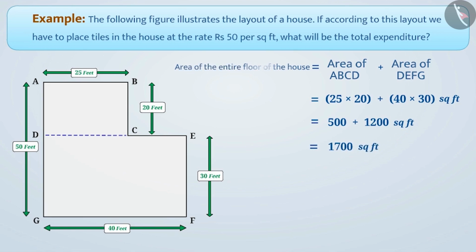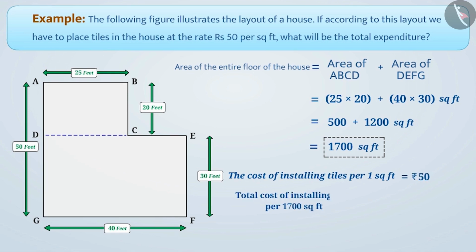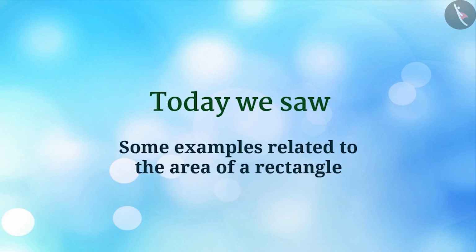Since the area of the entire floor of the house is 1700 square feet and the cost of installing tiles per square feet is Rs 50, therefore, the total cost of installing tiles for 1700 square feet will be 1700 multiplied by 50 is equal to Rs 85,000. This is the answer to the given question. So today, we saw some examples related to the area of a rectangle.